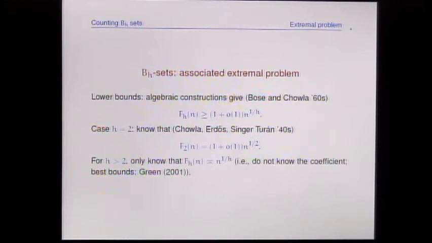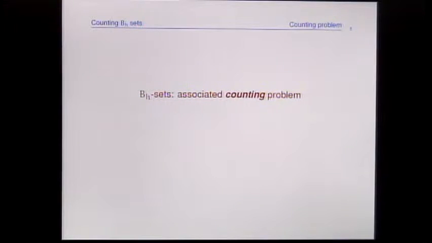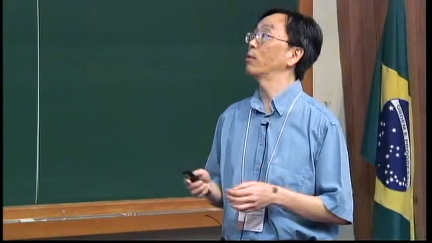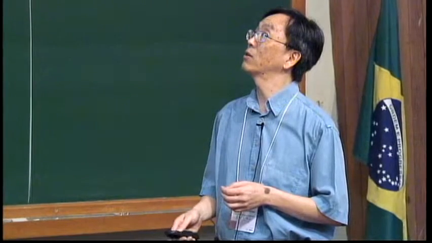We just proved it. Well, we said this. But we don't know the coefficient c_h in general, for large h. Okay? Now, this was the extremal problem associated to B_h sets. Now, let me talk about the counting problem. This is the main problem I will be talking about.